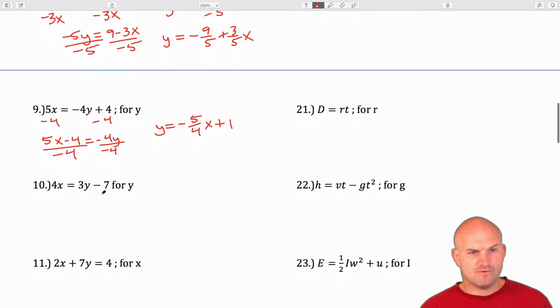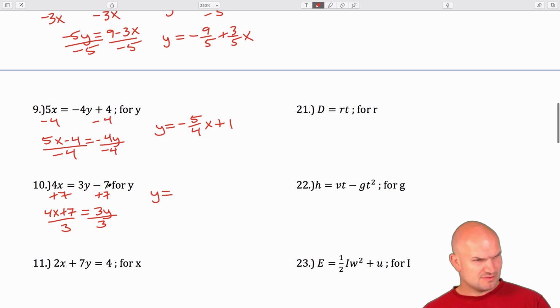Here's another one, solving for y, so let's add that 7 here. So then I have 4x plus 7 equals 3y. Again, divide by 3, and I'm going to go ahead and flip them. So in this case, I have y. Oh, so this is my first one subtracting.